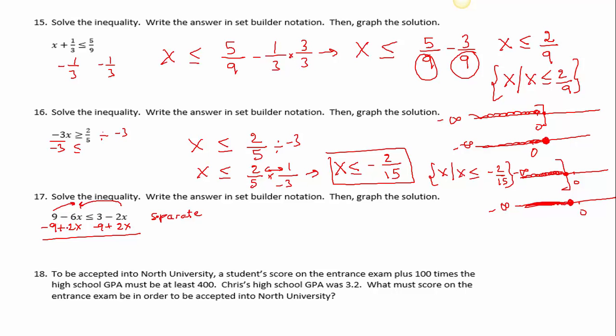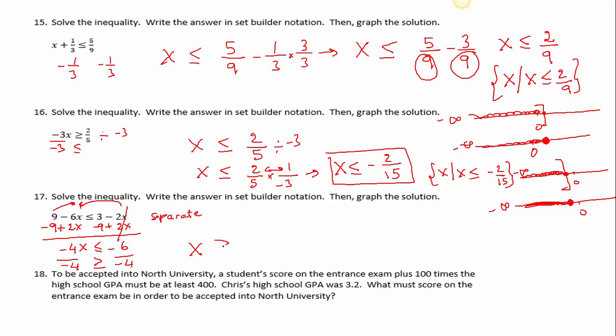Negative 6x plus 2x, they have opposite signs, so we subtract: negative 4x. Negative because negative 6x is more negative than 2x. Less than or equal. These two will cancel. 3 minus 9 is negative 6. Alright, one more step. We're dividing by a negative number, so we flip the symbol. When you divide by a negative number, you flip the symbol, remember. And I had to divide by negative 4 here.